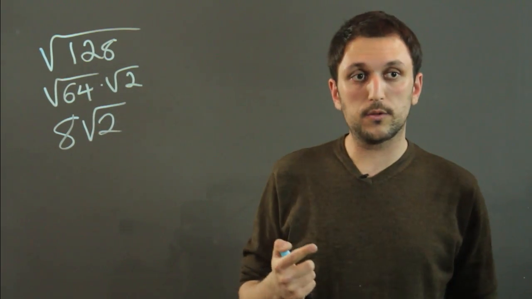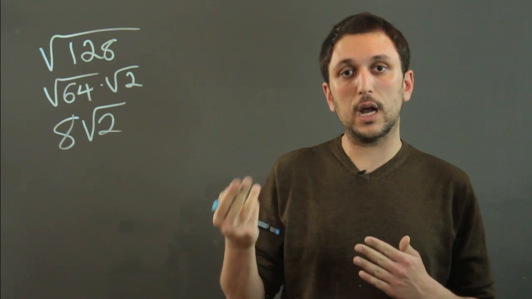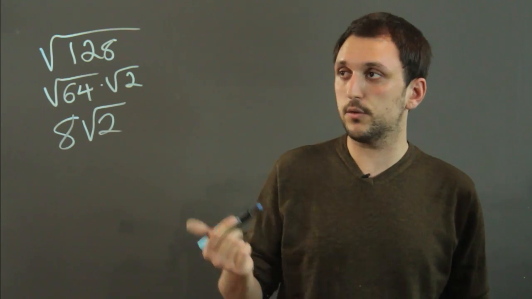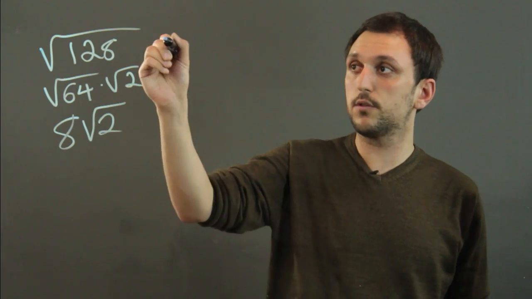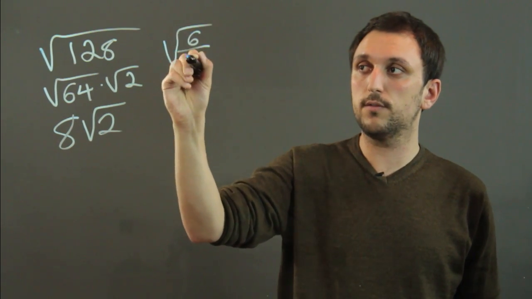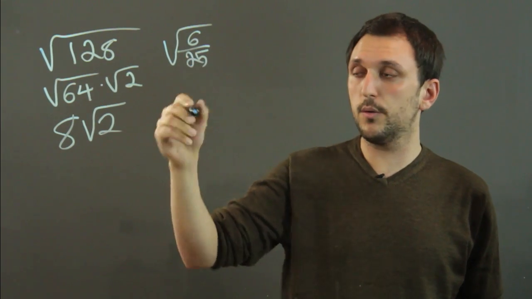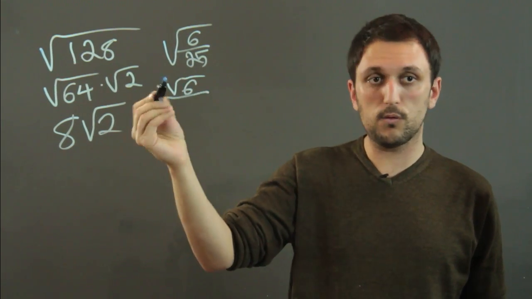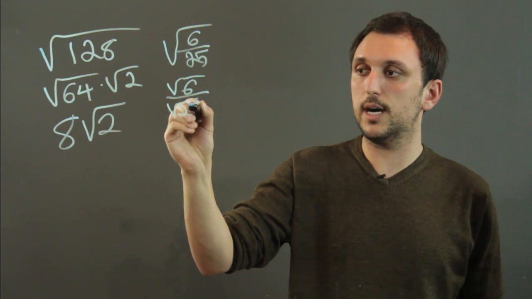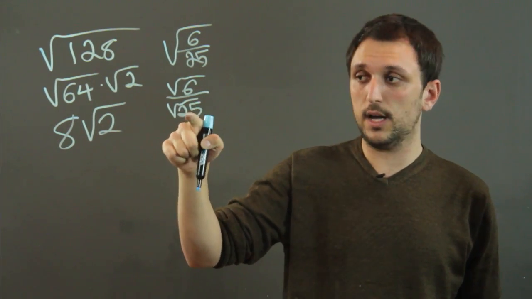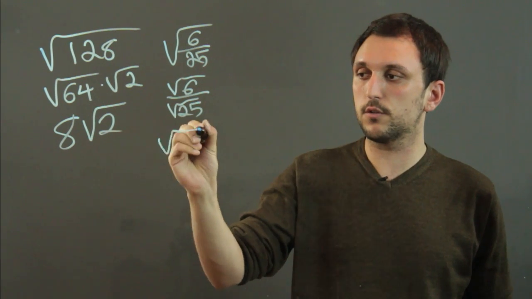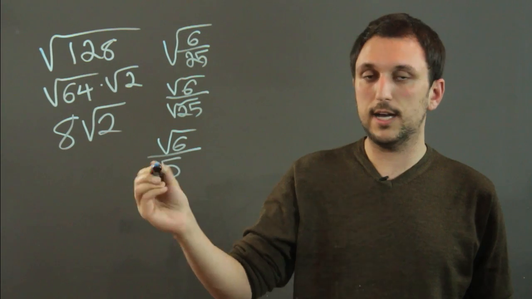Now, another rule that must be met is that there are no fractions underneath one radical sign. For example, if we have the square root of 6/25, well, we should rewrite that as the square root of 6 over the square root of 25, because the square root of 25 is a perfect square. So now it's just the square root of 6 over 5.